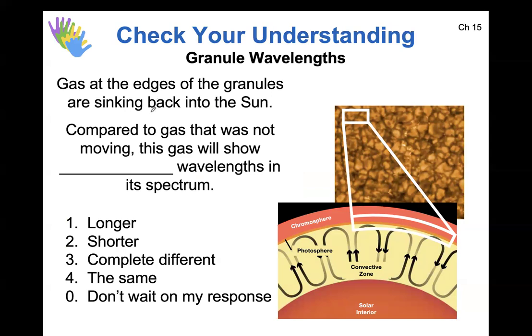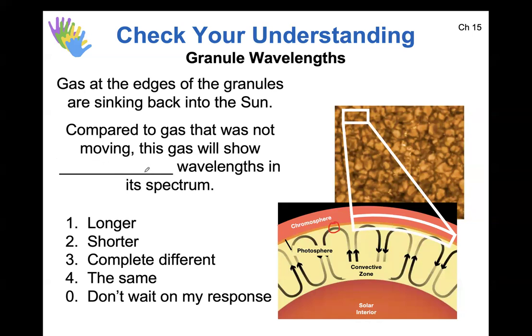Okay, this one I'll give you a chance to think about, but I'm going to do it too quickly to check your answers. Gas at the edges of the granules is sinking back into the sun, as we know. Compared to the gas that was not moving, this gas will show blank wavelengths in its spectrum. So in other words, compared to the gas that is at a stasis point, neither rising nor sinking, what would we be able to say about the wavelength of the sinking gas?